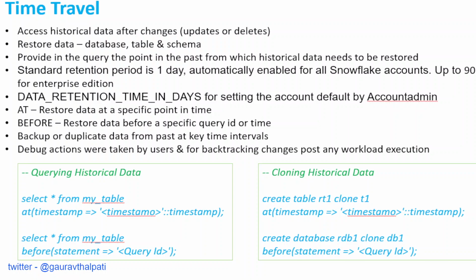The default is set to 1 for 1 day, but you can change it to more than that if you are into enterprise edition. And the way to do that is you have a parameter called data retention time in days. You have to go and set that. The account admin, the user who has a role of account admin, can go and do that. Now, what are the use cases? Where would you use this now that you have understood what time travel is?